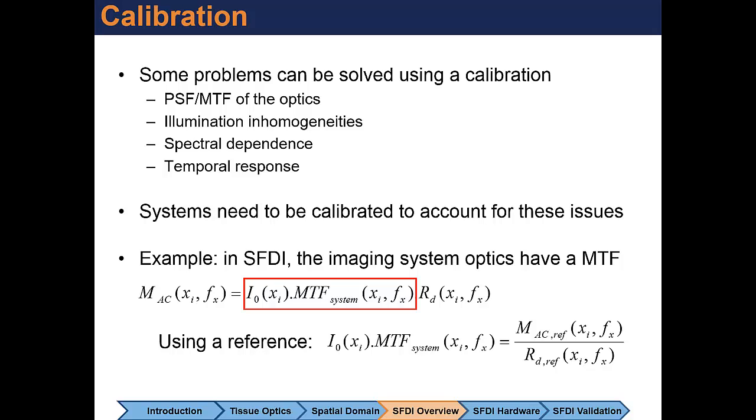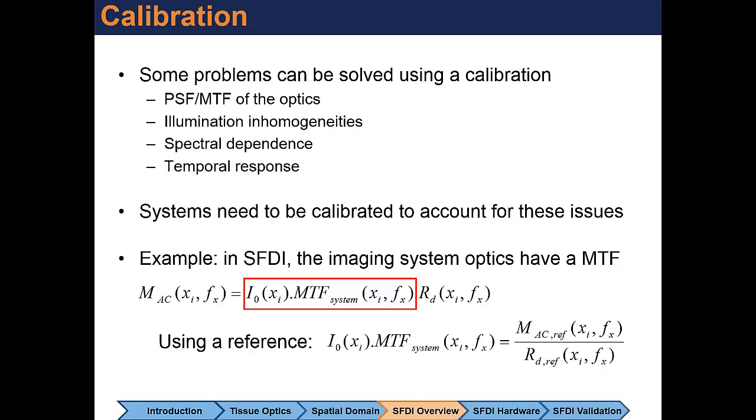So if we solve for this component here, you can see that we can take a ratio of the measurement, M_AC, and divide it by the diffuse reflectance and come up with a system transfer function. And this can be used to calibrate other measurements. Well, it can be as long as you can get this number. So we can make this as a measurement.